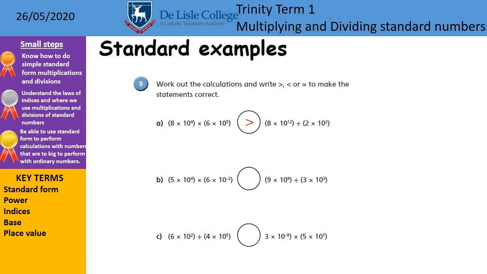For B, the inequality goes that way around. And for the one at the bottom, again, the right hand side is the greater. Okay, continuing onwards.